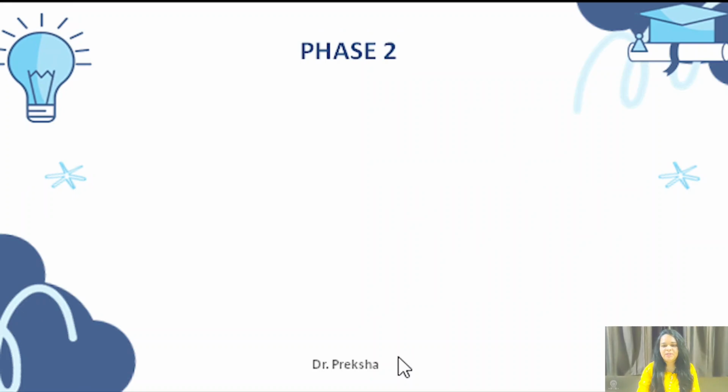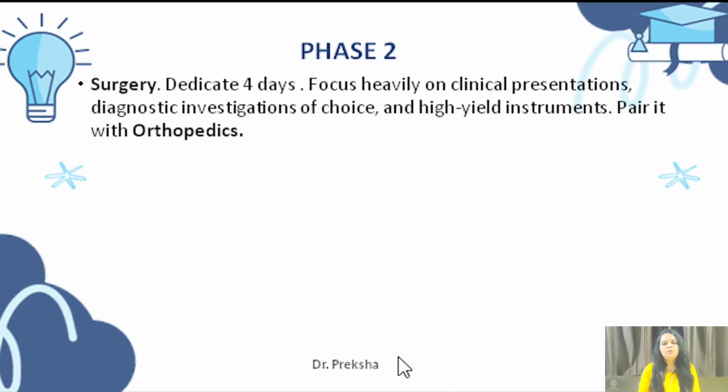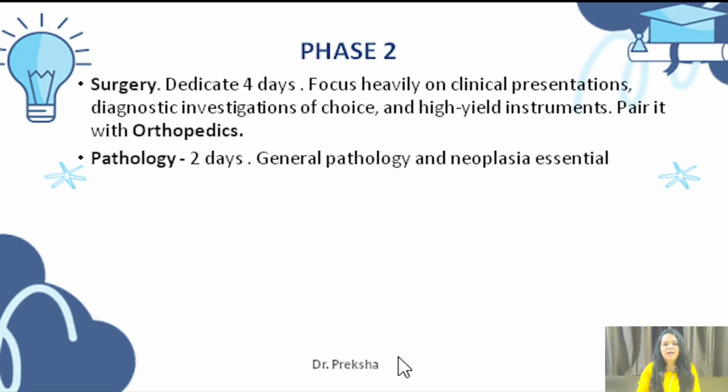Now coming to the phase 2 subjects. For surgery, you have to dedicate 4 days, focus heavily on clinical presentations, diagnostic investigations of choice and high yield instruments. Pair surgery with orthopedics. Then you can start with pathology and you can give 2 days for pathology, general pathology and neoplasia. These are the core topics for pathology.